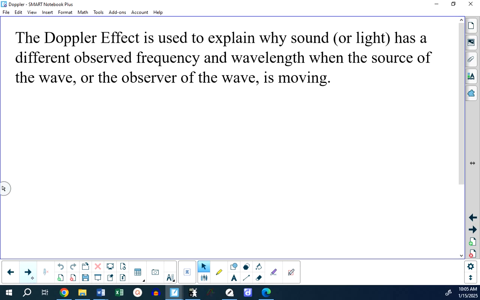The Doppler effect is used to explain why waves can deceive you into believing they have different frequencies than they really do. Okay? If the source of a wave is moving, the frequency that you observe is different than if the source of the wave were not moving. Okay.